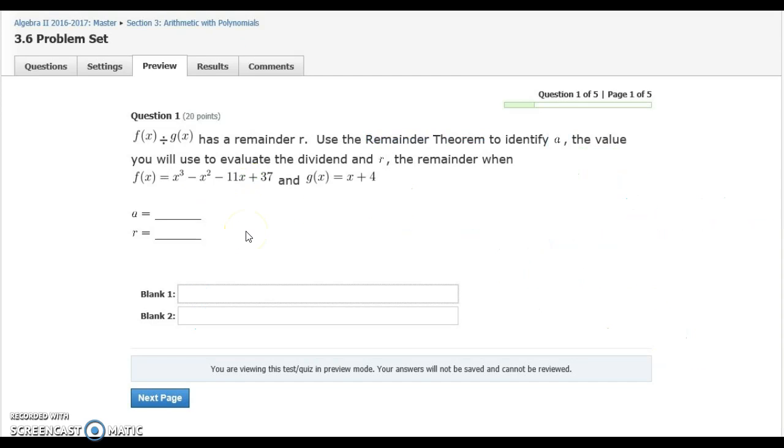Here's our next one. Again, we're trying to identify a, which is the value you use to evaluate, and r, the remainder when f of x and g of x are those two things. So remember, r is our remainder. That's what we're looking for. Okay, so I can see here that this is x plus 4, so I'm going to need to use negative 4. I will go ahead and plug that in.